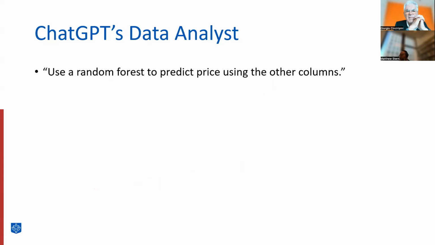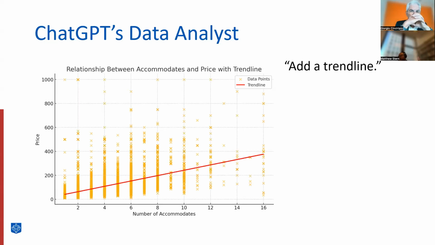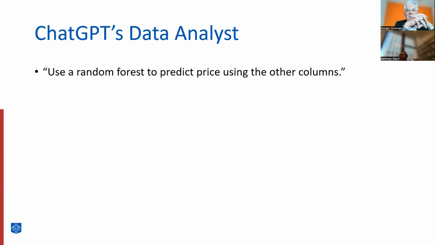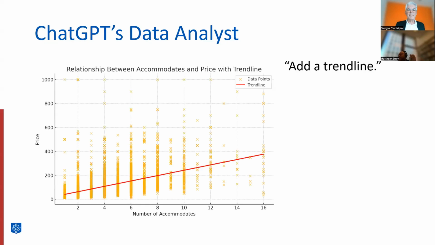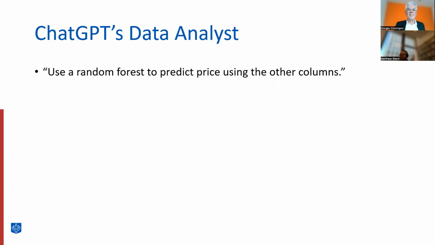You can get more sophisticated. It's not just a simple scatter plot with a trend line. You can do something like use a random forest to predict the price of a listing using the other columns, or you could describe specific columns. A random forest would allow you to make predictions that turn out to be a lot more accurate than just a trend line. If you're not familiar with random forests, they're a very, very powerful tool in statistics and machine learning.